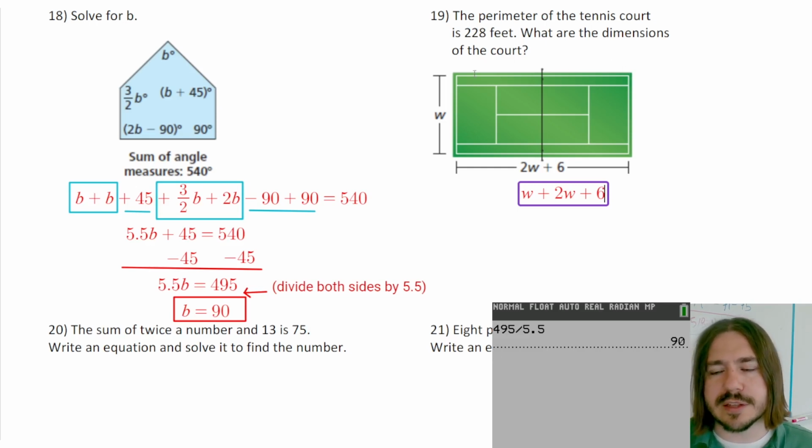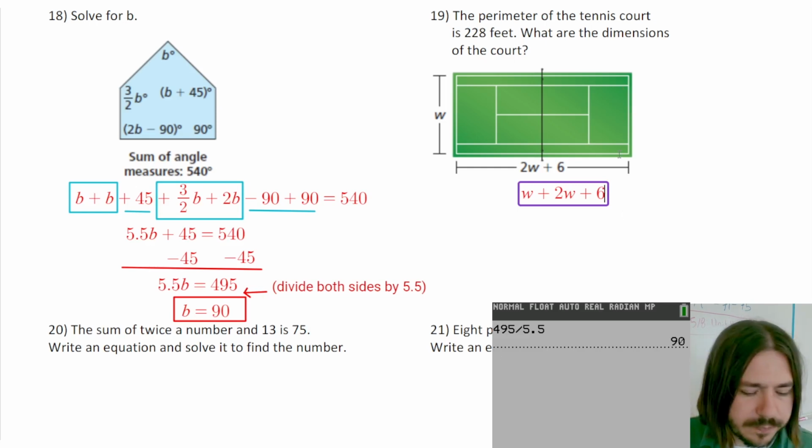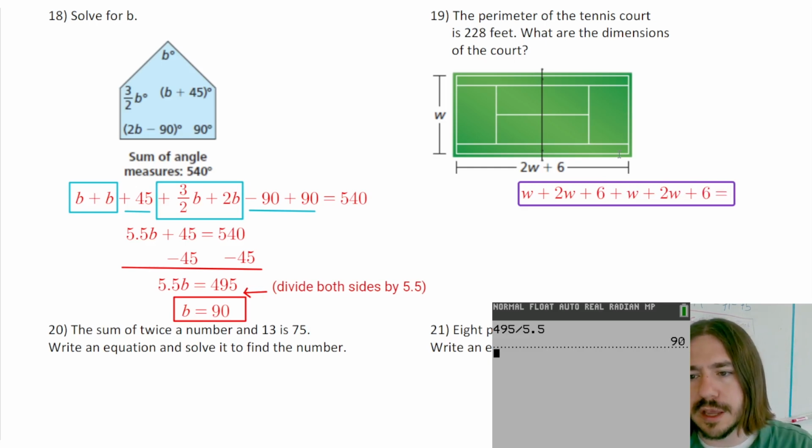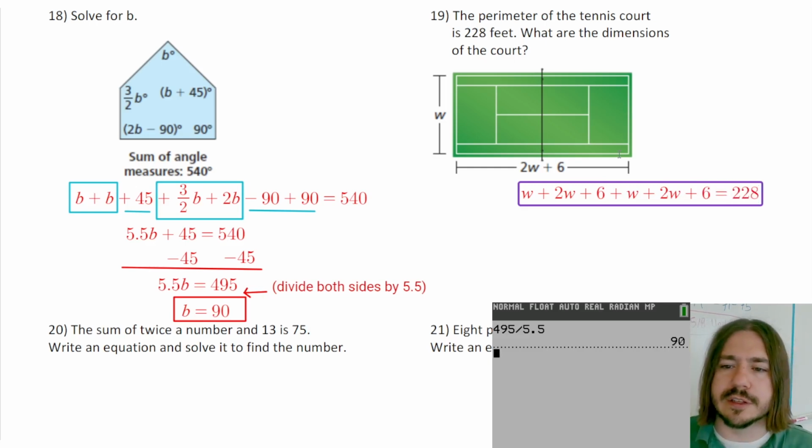But since this is a rectangle, we know that the opposite sides are congruent. So if this is 2W plus 6, then this top side's got to be 2W plus 6. And if the side is W, then this side over here has got to be W. So we have another W and we have another 2W plus 6. And the perimeter is 228 feet.